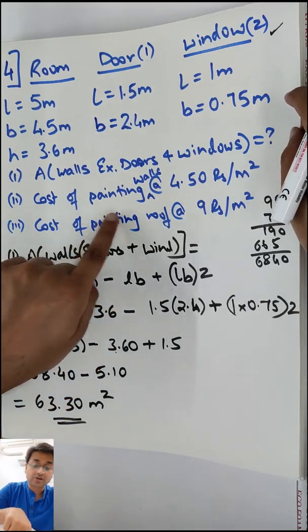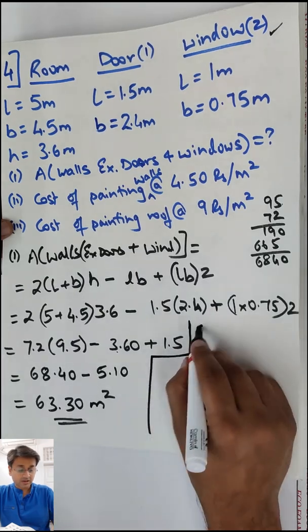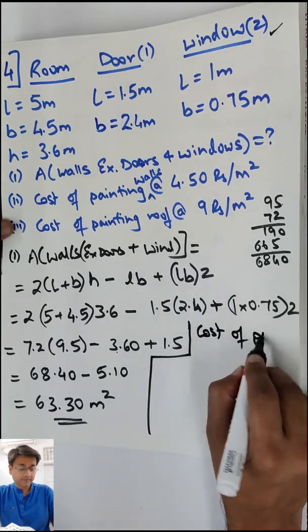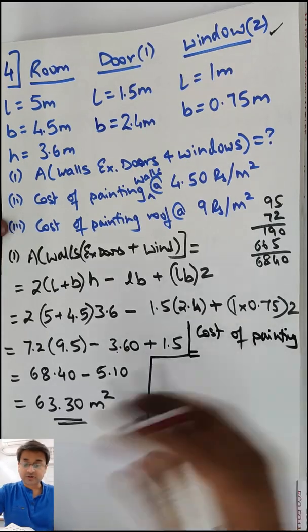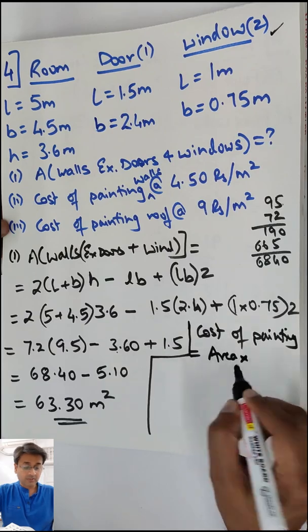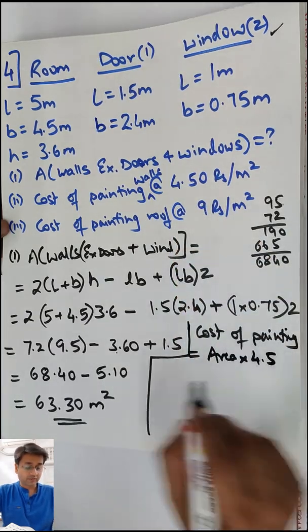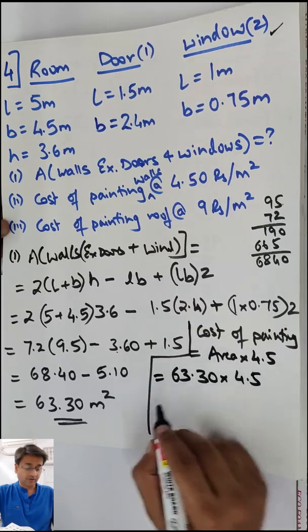Now moving further, cost of painting the walls at the rate of this. So let's do this over here only. So cost of painting, okay. You are not going to paint the doors or the windows because we are excluding them. So whatever area you have got, multiplied by 4.5 rupees. So area is 63.30 into 4.5 rupees.